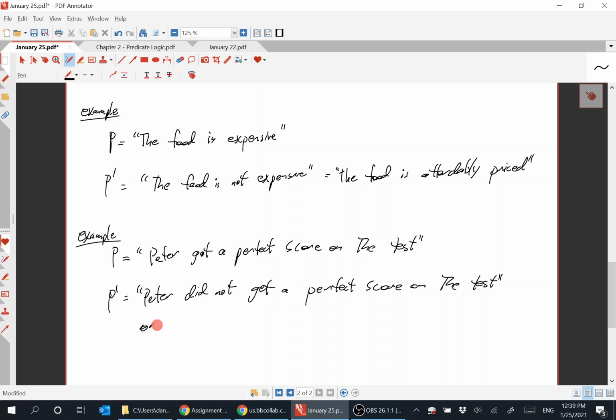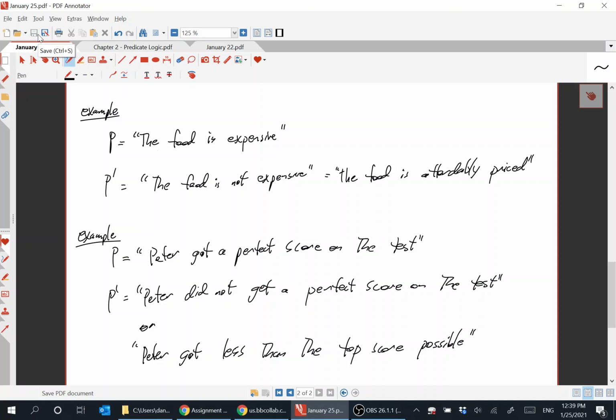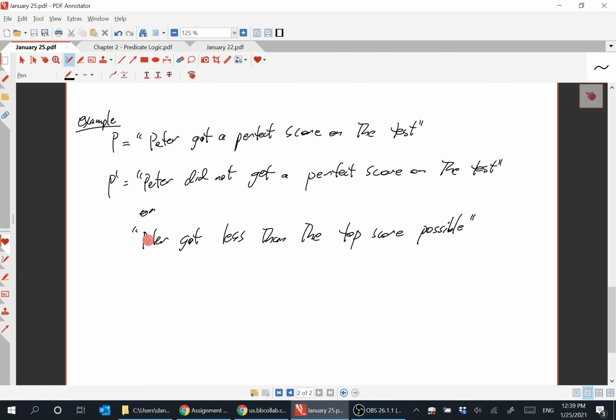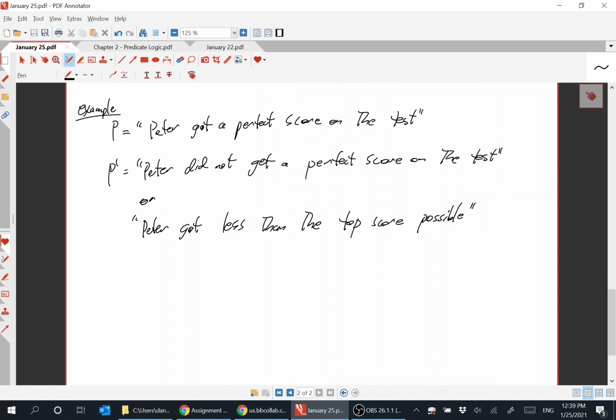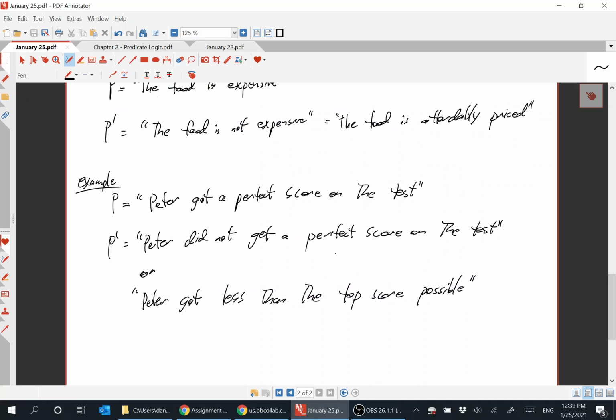So you could say Peter got less than the top score possible, rather than a terrible score. But sometimes the antonym is right. The antonym of even is odd. Not even is also odd because there's only 2 possibilities for an integer. It's either even or odd. There's no other state of being as far as parity goes.